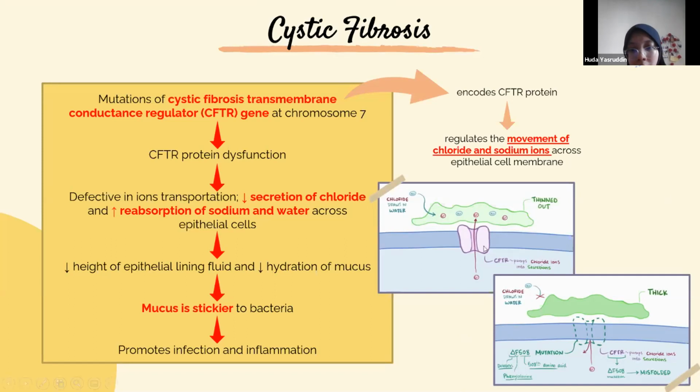So you can see in the picture that the chloride will be transported out to the mucus through the functional CFTR protein. This chloride will draw in water to make the mucus more watery, to thin it out, more diluted. So what happens when there is a mutation of this gene? There will be dysfunction of the CFTR protein. This will lead to defective ion transportation, and hence there will be decreased secretion of chloride, so there is no chloride in the mucus, and also increased reabsorption of sodium and water.